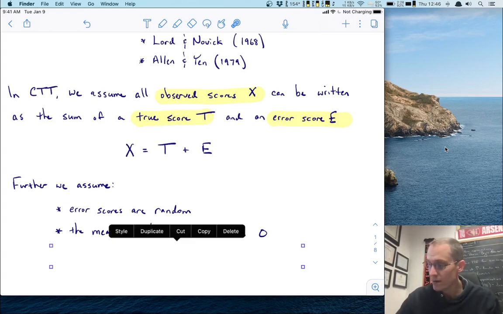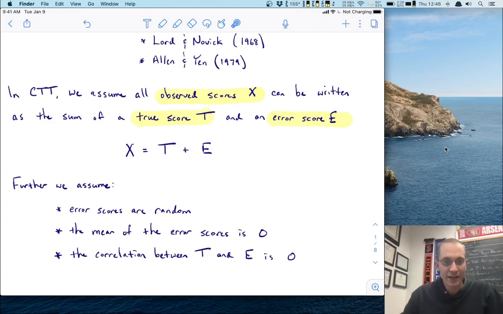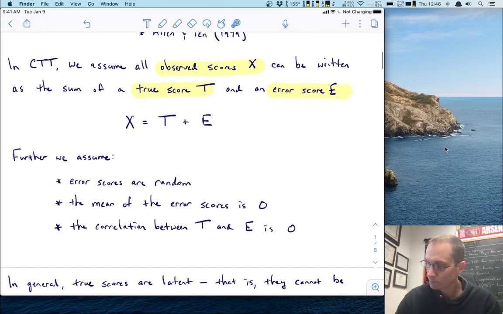And then finally, the last assumption of classical test theory is that the correlation between the true scores and the error scores is zero. In other words, the true score and error score are uncorrelated. Now, these are all technical assumptions that are going to make things work out for us. I'm not going to focus my lecture too much on these technicalities, but I will bring them up from time to time when their implications are useful. So I'll mention them a little bit later.